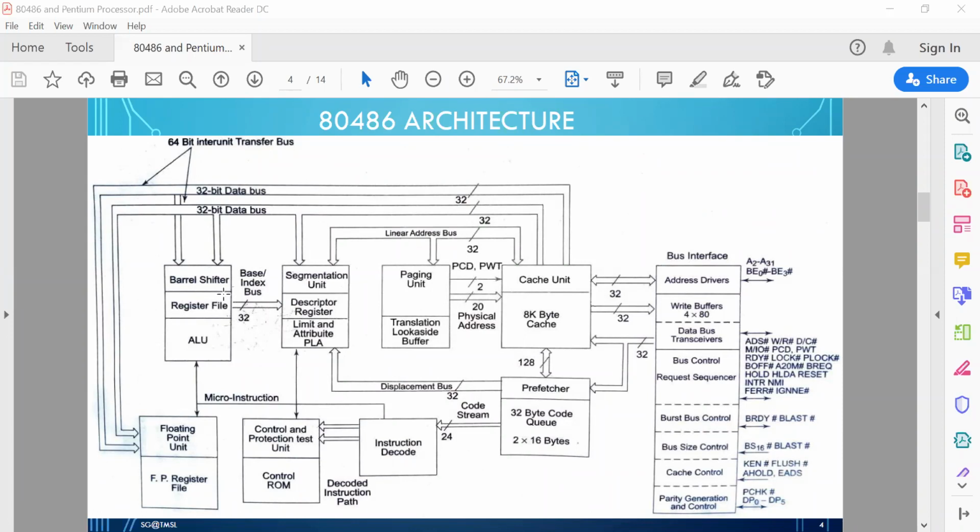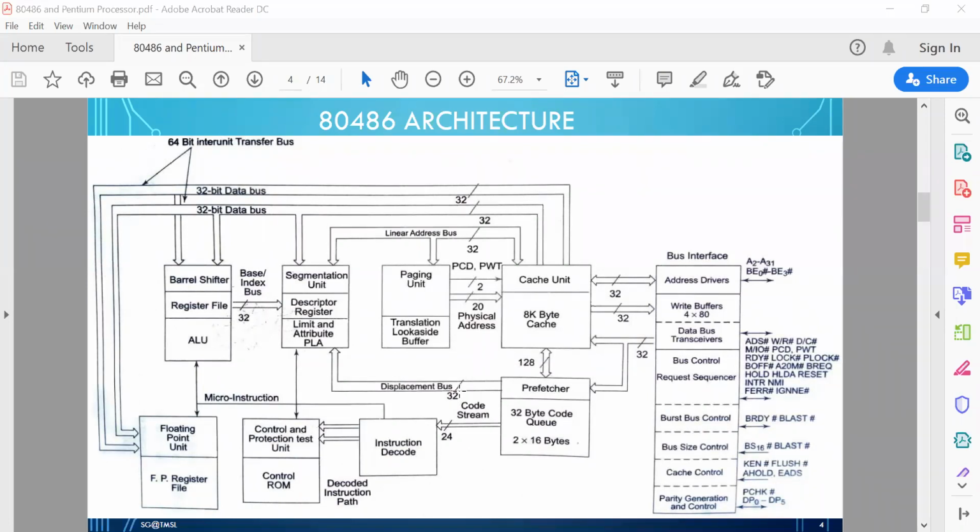The cache unit is also directly connected to the paging unit. This is connected via the paging unit, the bus interface and the prefetcher through 128 lines, permitting the prefetching of 16 bytes of instructions at the same time. Now the cache is a four-way set associative write-through cache memory, which is implemented with 16 bytes per line.